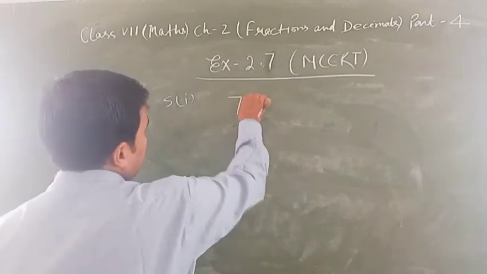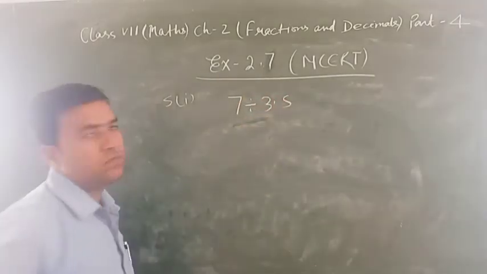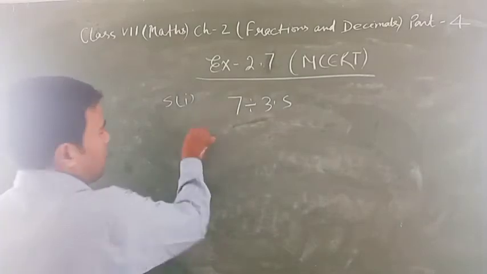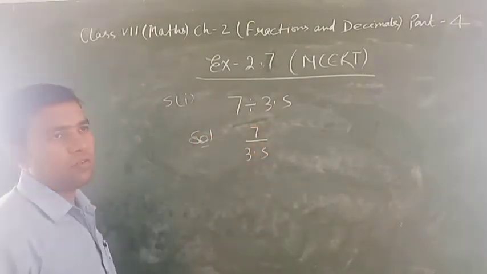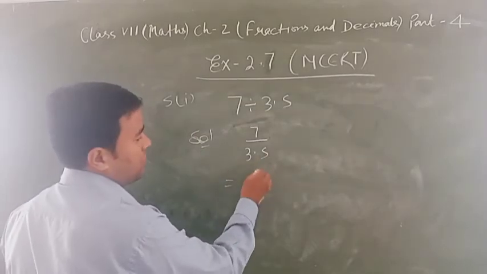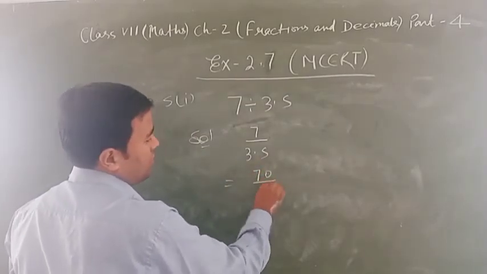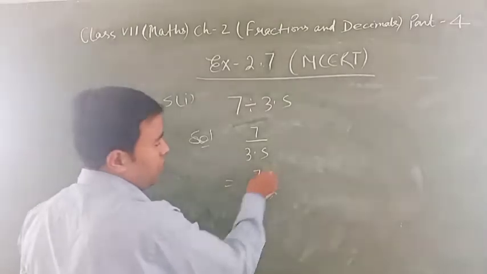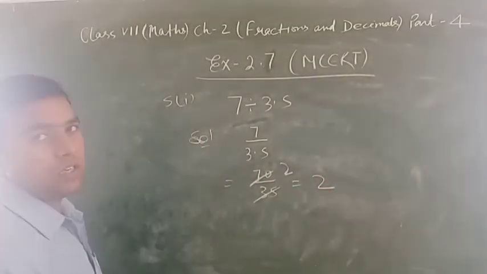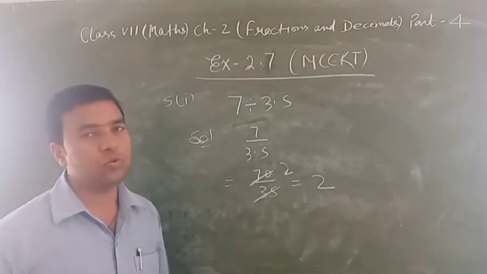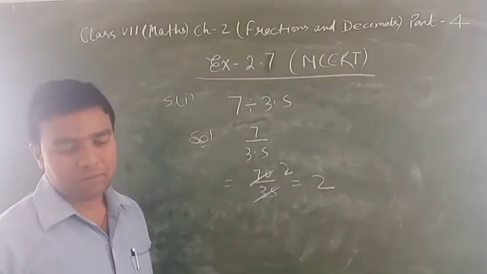7 divided by 3.5. 7 divided by 3.5. Means solution 7 by 3.5. Remove the decimal, means 70 by 35. 35 twos are 70, equal to 2. 2 is the answer. Clear?